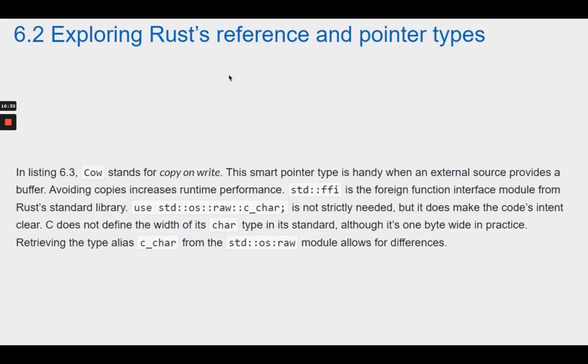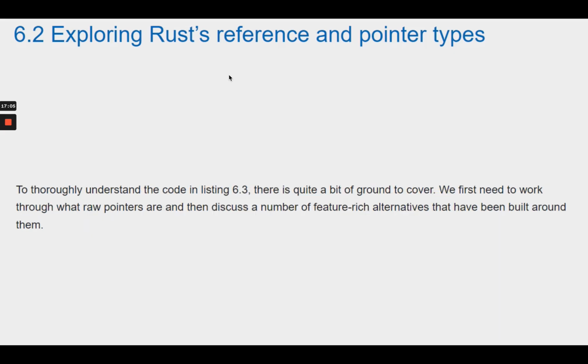std::ffi is the foreign function interface module from Rust standard library. use std::os::raw::c_char is not strictly needed, but it does make the code intent clear. C does not define the width of its char type in its standard, although it's 1 byte wide in practice. Retrieving the type alias c_char from the std::os::raw module allows for differences. To thoroughly understand the code in listing 6.3, there's quite a bit of ground to cover. First, we'll need to work through what raw pointers are and then discuss a number of feature-rich alternatives that have been built around them.